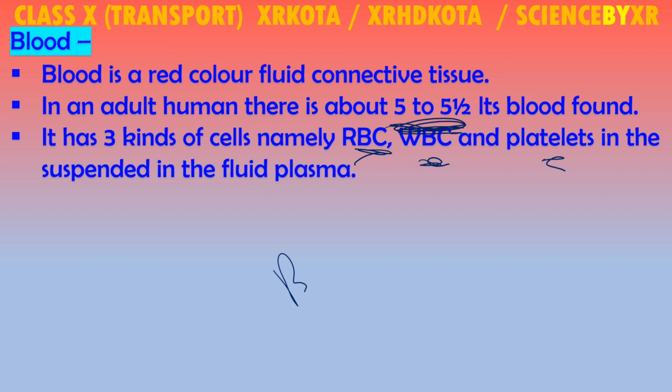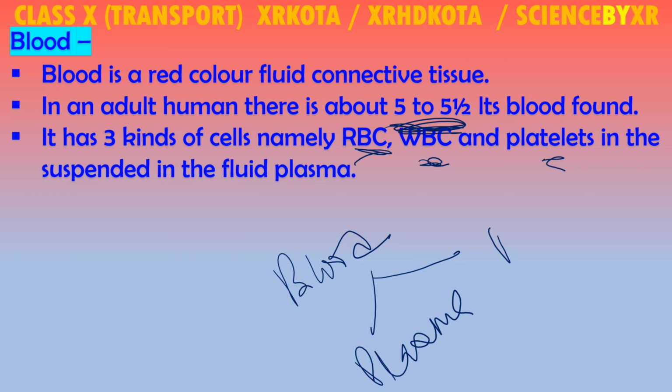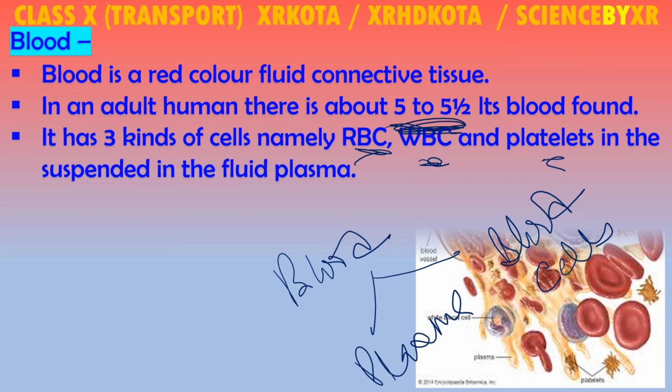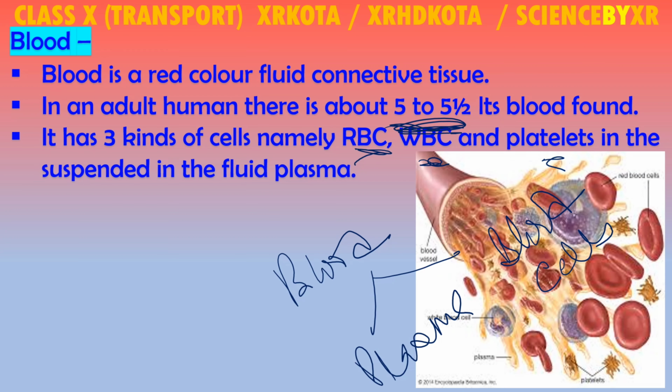So the blood has two types of components: the plasma and blood cells. Blood cells are also called corpuscles. So these are the same. You can see the yellow colored plasma is there. Then these are the RBCs and these are the WBCs, and here the small ones are the platelets.